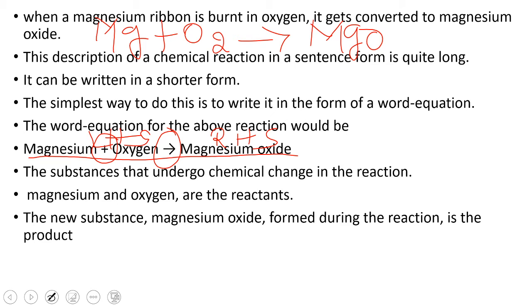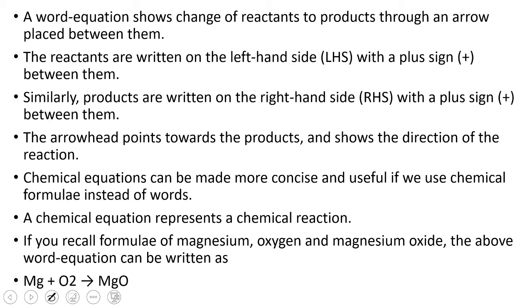So there is another way of writing a chemical reaction, that is, the reaction can be expressed with the help of symbols, right? So a word equation shows the change of the reactants.